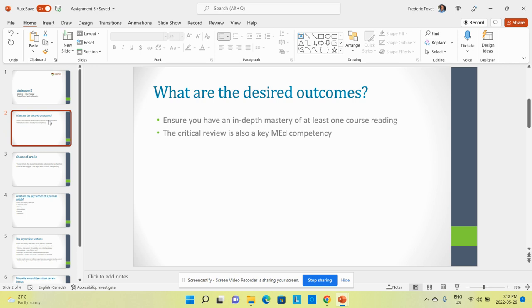So what are the desired outcomes of the assignments for me? Well, it's to ensure, and I've said this before, that you have at least an in-depth mastery of at least one course reading. Very short course, probably browsed a lot of readings, but we want you to be able to really get into the nitty-gritty of one reading that you can take away from this course. And the choice is yours. Also, the critical review is a key Masters of Education competency. So it's one of the outcomes that we want you to see master completely before you leave the Masters. So if you've not trained on this before, it's a good opportunity to do so and leave with that competency.